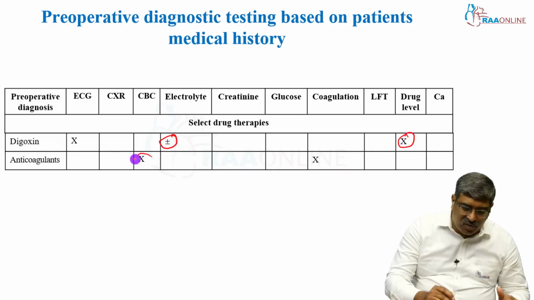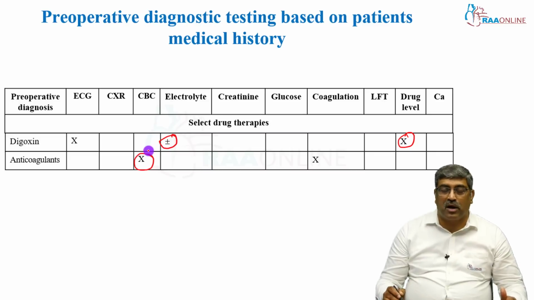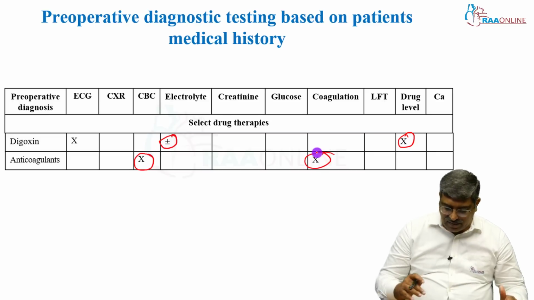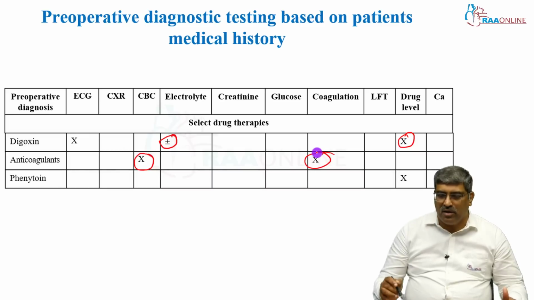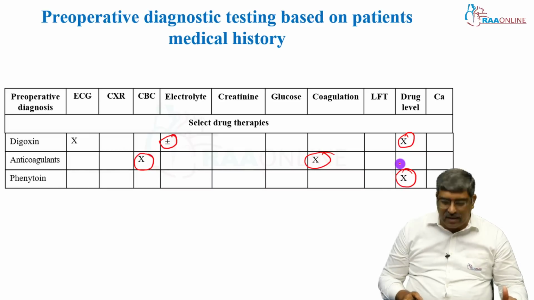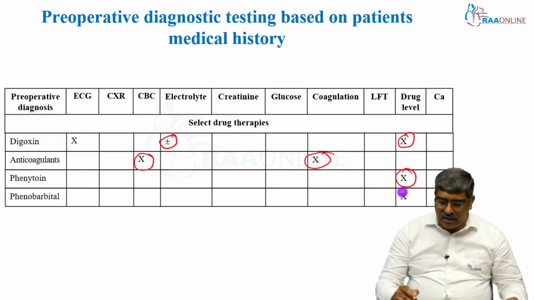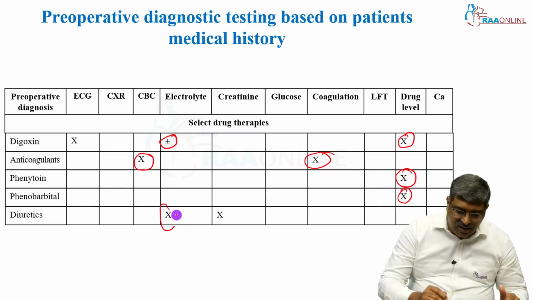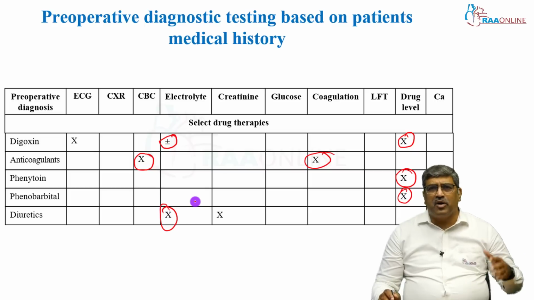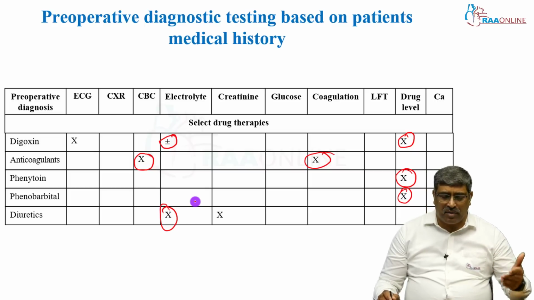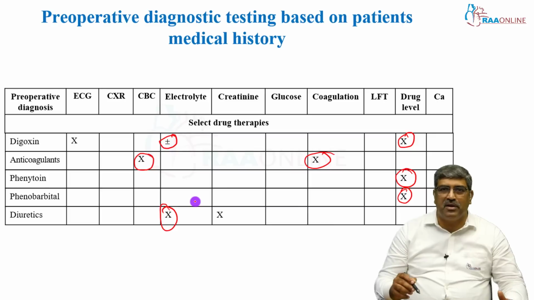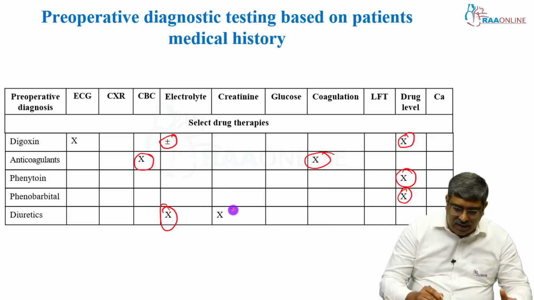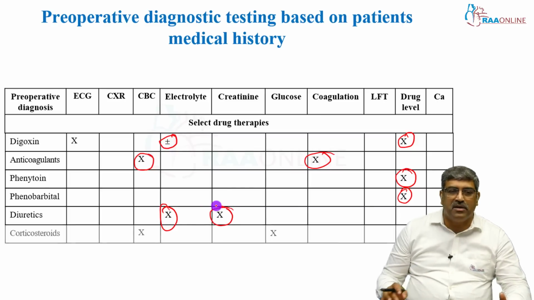Anticoagulant, you have to look at the complete blood count and the coagulation status. Phenytoin, you have to look at the drug level. Phenobarbital, again drug level should be looked into. Diuretics, you have to look at the electrolytes. It might cause hypokalemia or hyponatremia. A lot of electrolyte disturbance can happen with diuretics, and creatinine and renal function should be checked.